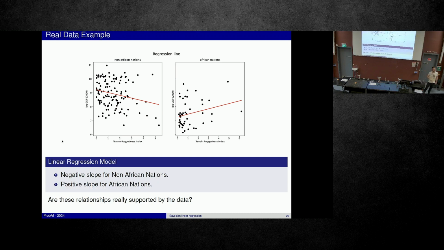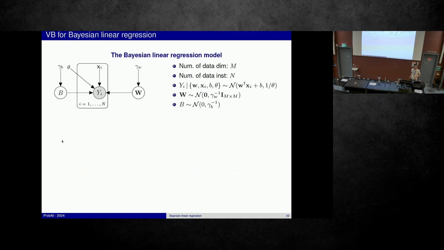At first sight, if you just do linear regression, one would get results looking like this. So you have a regression line here, and you would have a regression line here. But the question would then be, is this really supported in the data? That you see an inverse relationship depending on whether it's African or non-African countries. In particular, considering that we have a rather limited number of data points here, 170 or so. So this is what we'll try to look into here with a Bayesian linear regression.